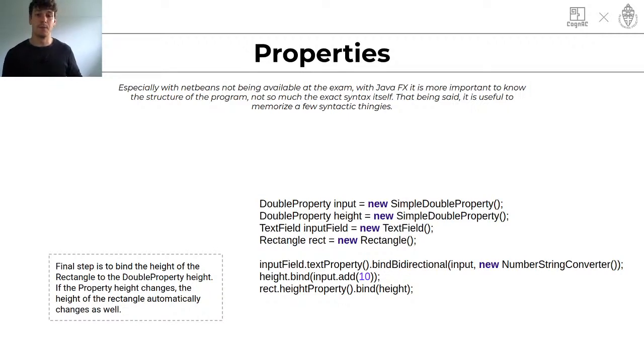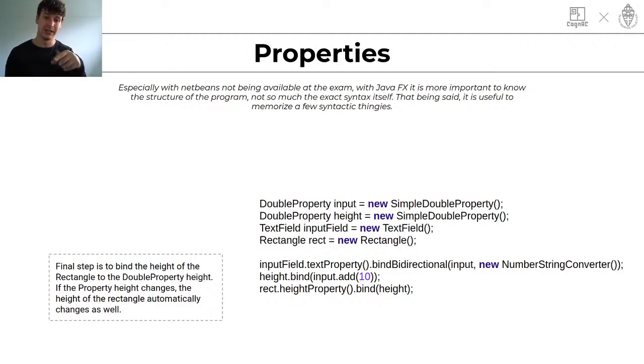Also, whenever you're using binding, the thing that is listening to the other thing is always at the beginning. So if you see height.bind input, it means that height is dependent on input. However, this is not always the case.